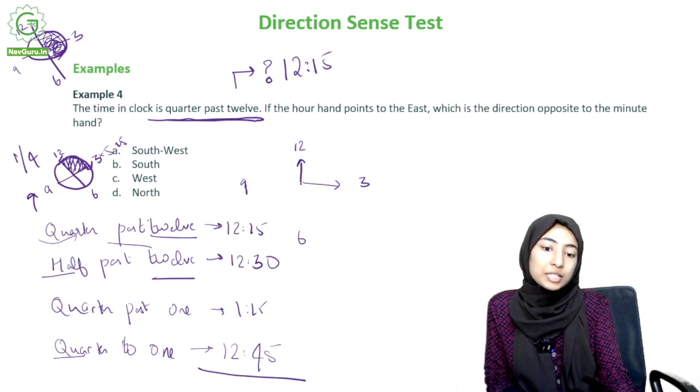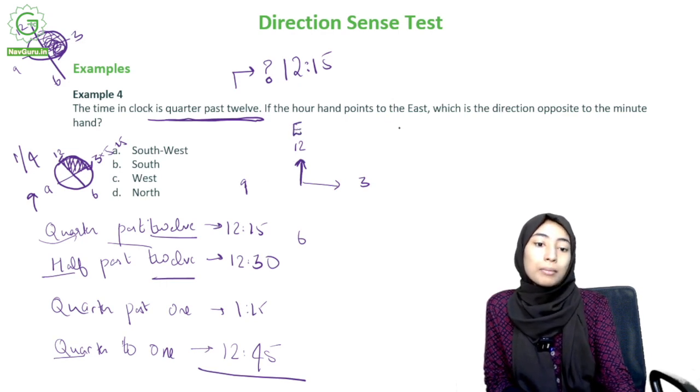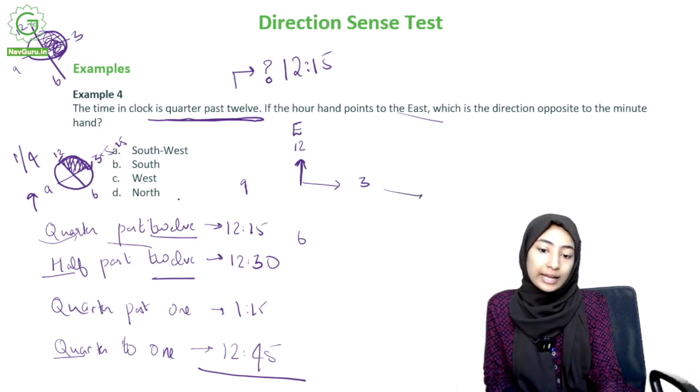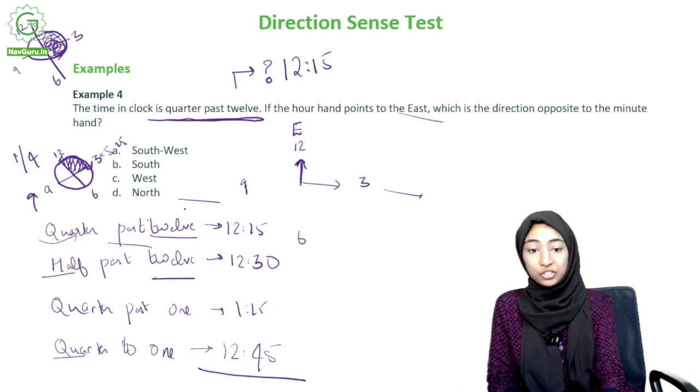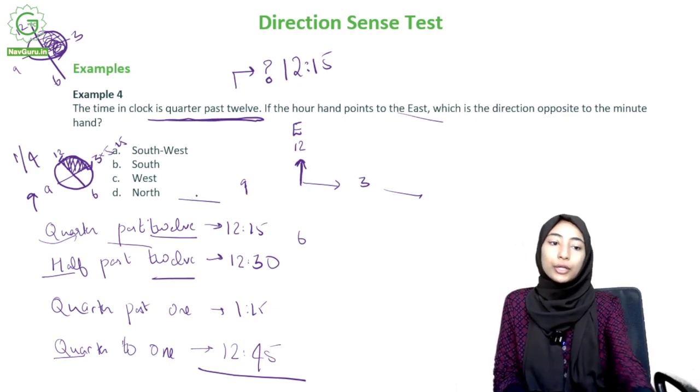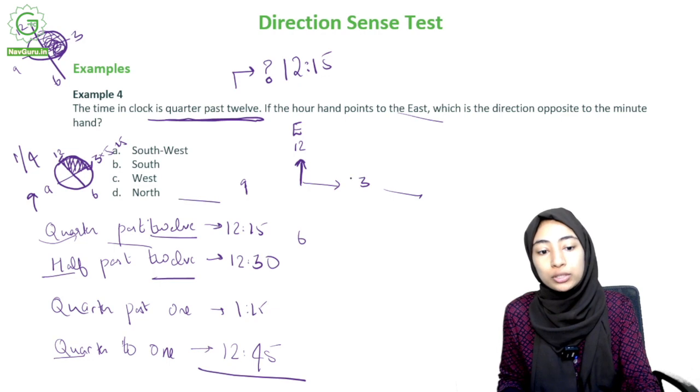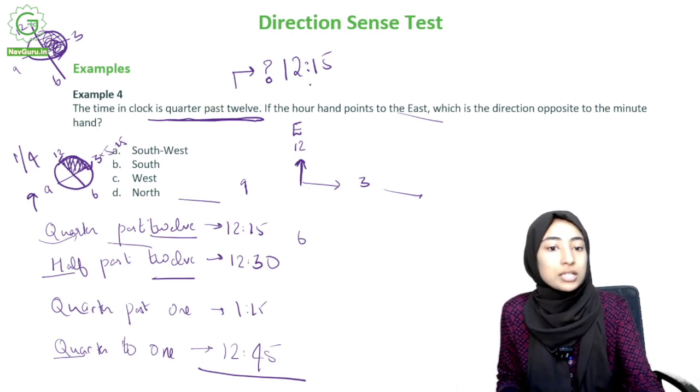If the hour hand points to the east, basically this direction is the east. So we usually write this direction as the north, right? But here we are told to write it as the east. Then which direction is the direction opposite to the minute hand? So we want this direction. This is the direction opposite to the minute hand. So now how do you know? If this is the east, should this be the north or should this be the south is our question, right?